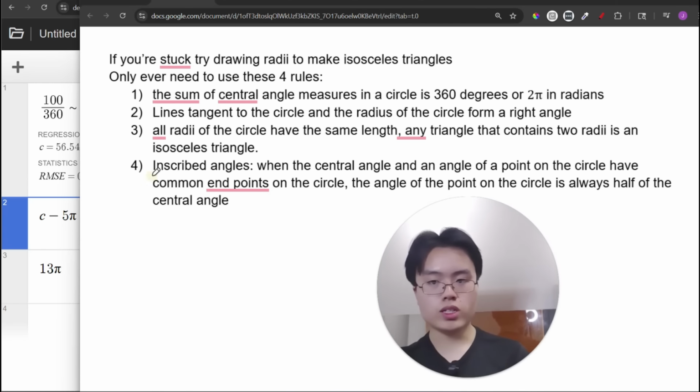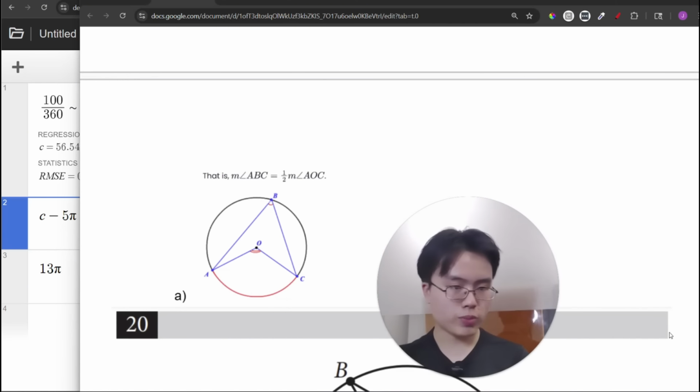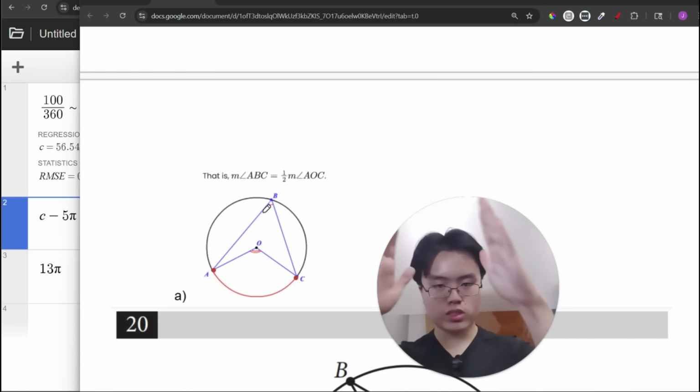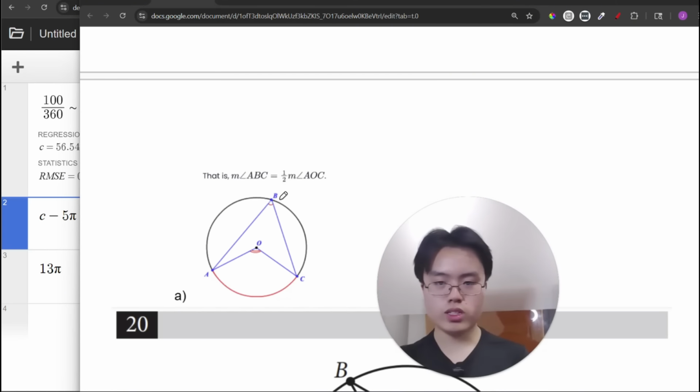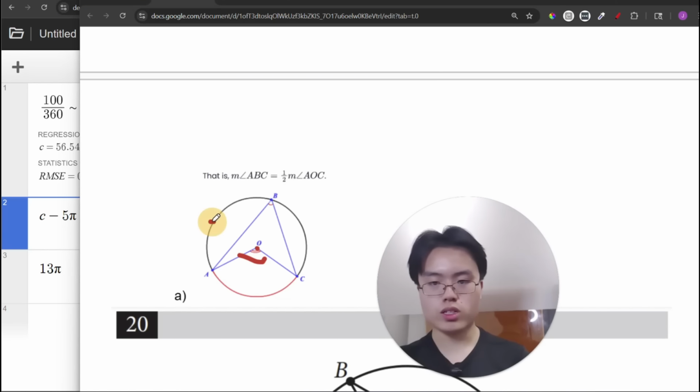And the fourth one is called inscribed angles. Actually I have a diagram of this. Let me scroll down. So inscribed angles is basically when there's the central angle and an angle on the circle, and these two angles share an endpoint, the ends of the angles, if that makes sense. So again, if there's a central angle, so an angle at the center of the circle, and an angle somewhere on the circle, anywhere on the circle, and they share endpoints.